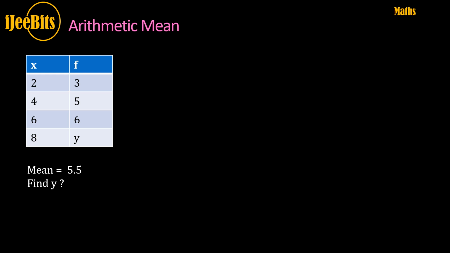Let's solve this problem. They have given x and f values. When you look at this, for sure this is a discrete series, because you have observations and the frequencies of the observations are given. There is no class interval here. And the second thing, the mean is given, but they were asking for the y value.